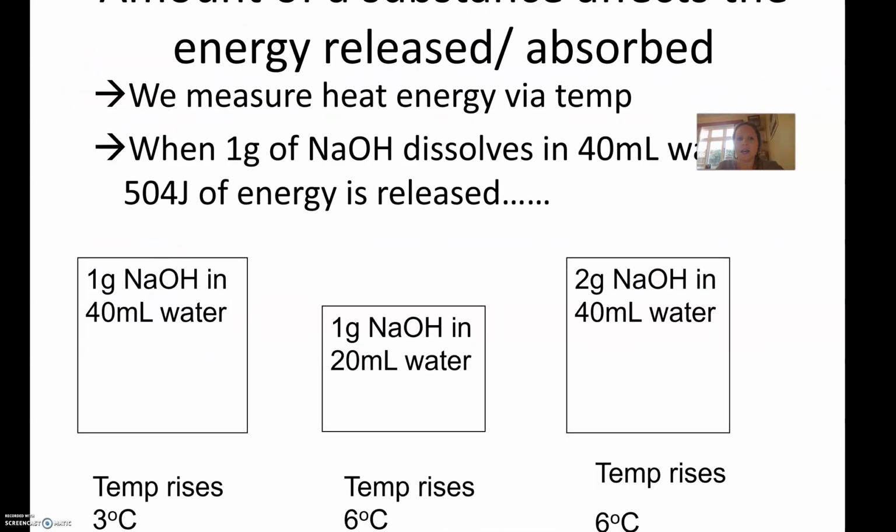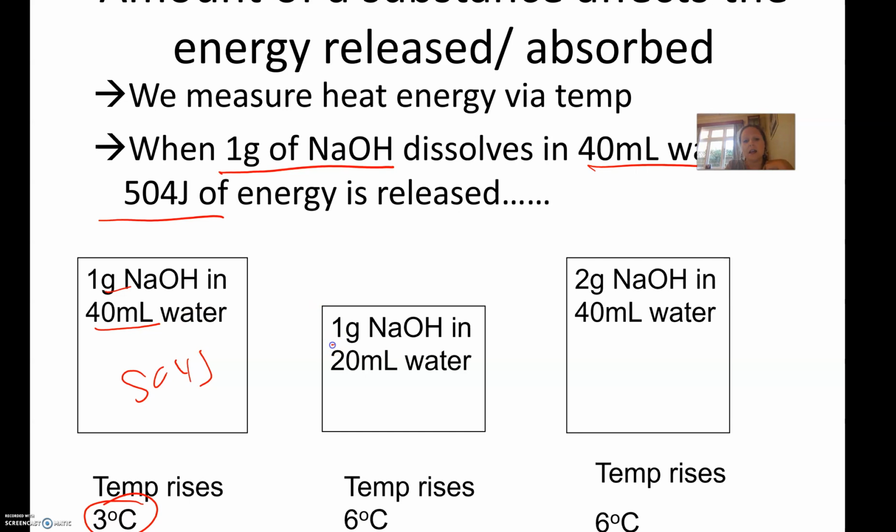The next thing is that the amount of substance affects the energy released and absorbed. How much you put into a volume of water will affect how much energy is released or absorbed, and that makes sense. For instance, if we put 1 gram of sodium hydroxide in 40 mils of water, 504 joules of energy is released, and we see a temperature rise of 3 degrees.